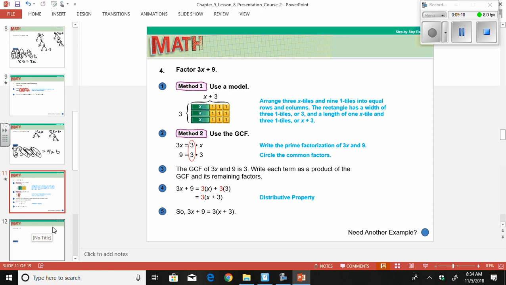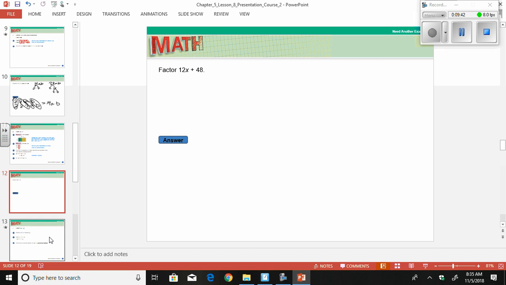Factor 3x plus 9. So what do they have in common? So this is the one I was talking about earlier. What do they both have in common? Well, you find the GCF of each one. The greatest common number here is 3. You take 3 out. So what are you doing? You're dividing 3x by 3 to get x, and you're dividing 9 by 3 to get 3. So the factored form of 3x plus 9 is 3 parentheses x plus 3.